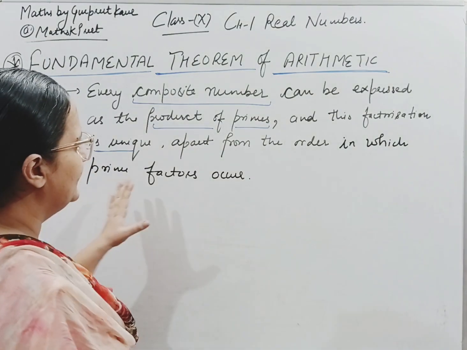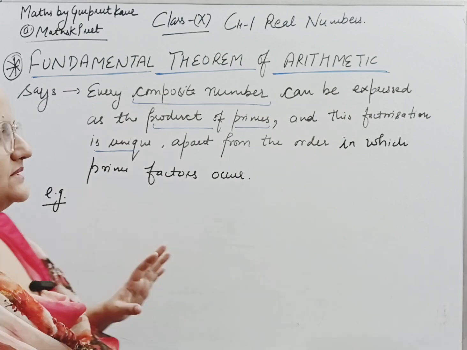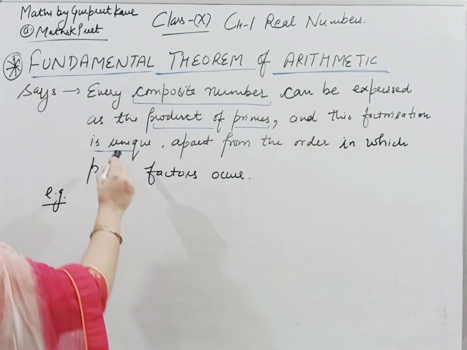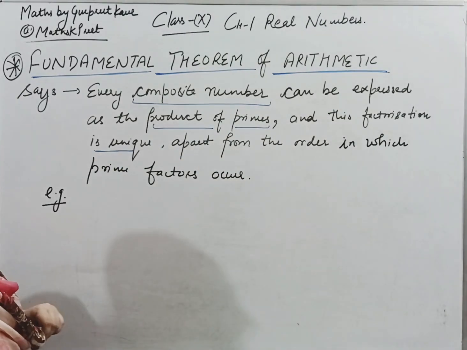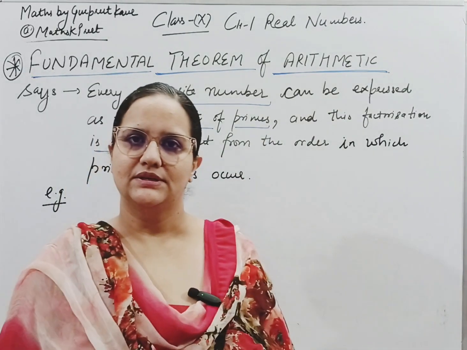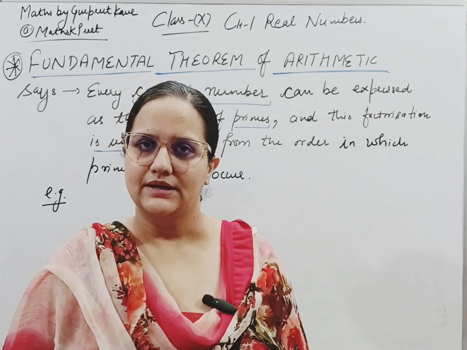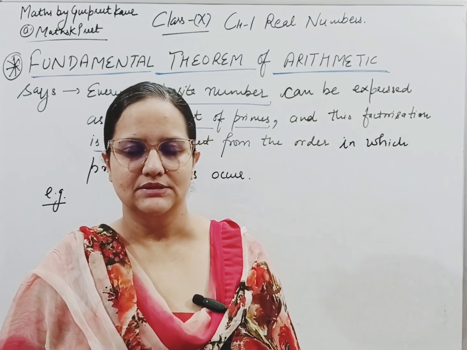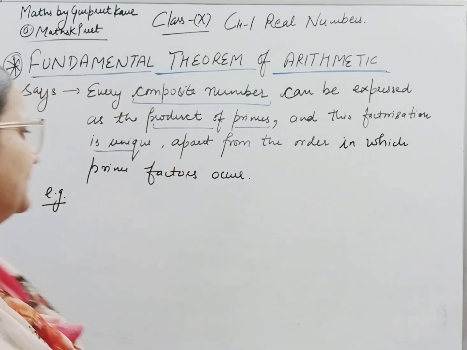This theorem is saying that we can express every composite number as the product of primes, and this prime factorization is unique apart from the order in which prime factors occur. So this factorization is always unique when we put all the factors in ascending order. This means that order doesn't matter, but if we put all the factors in ascending order, we will get the unique factorization of that number.